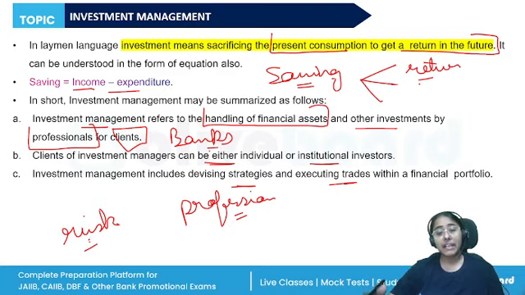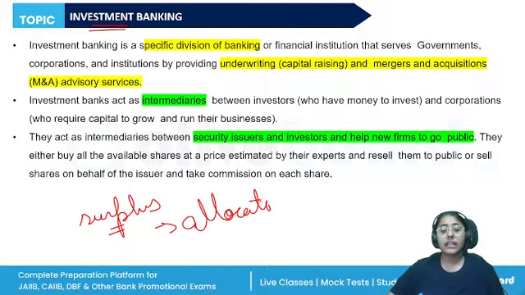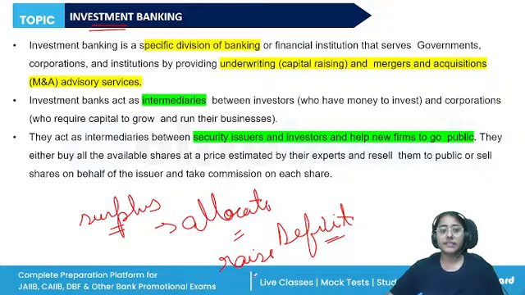Now, investment management involves deciding the investment goals, analysis of securities, construction of portfolio, evaluation and revision. This service is different from investment banking. Investment management is for those clients who already have surplus funds and they need to allocate them so as to generate profits. Investment banking, on the other hand, is for those clients who do not have surplus funds or they are in a situation of deficit and they want to raise funds.